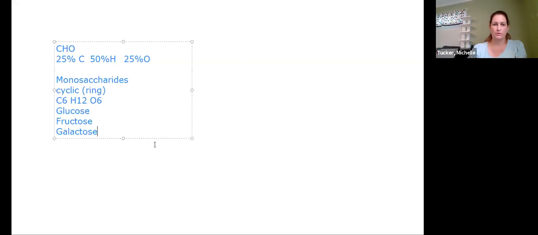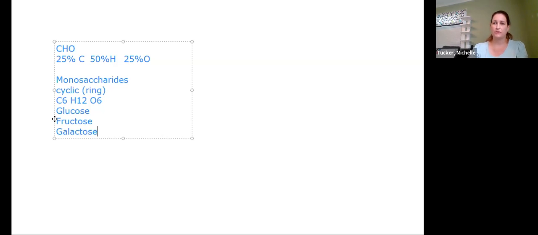So I will show you how we make glucose. And glucose and galactose are exceedingly similar. We would never ask you to identify the difference between those two because I'll show you where they're different, but it's a very subtle difference.